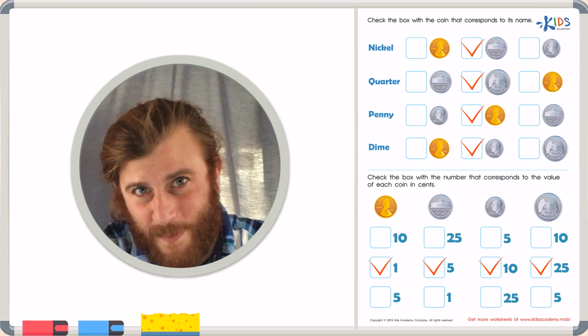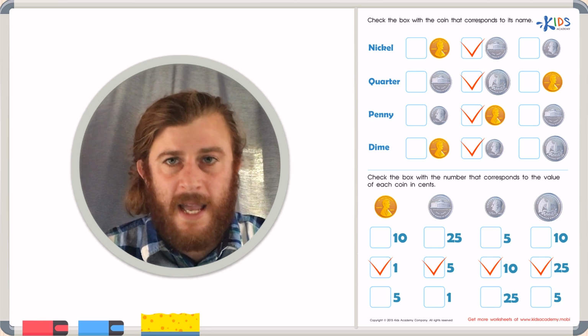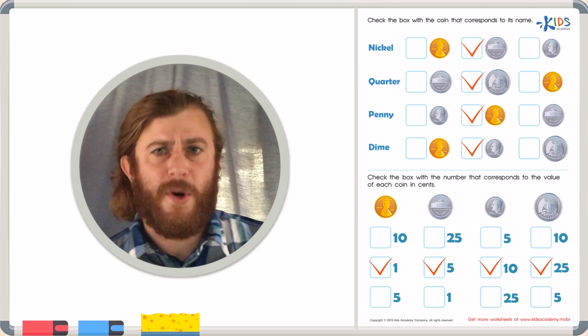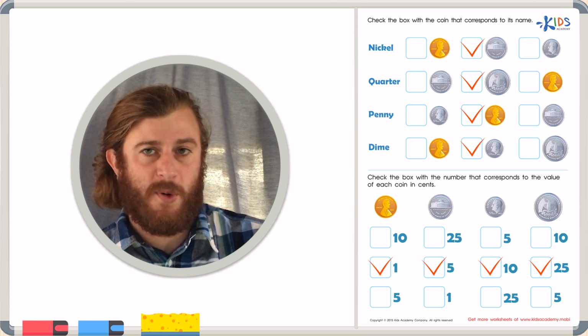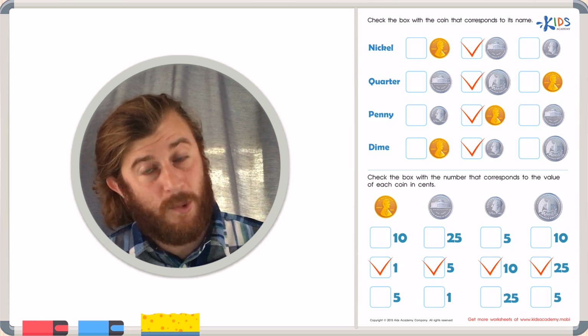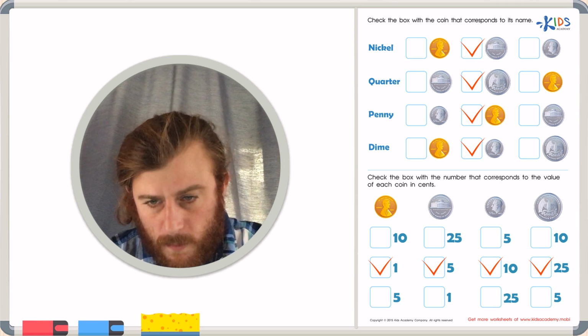It's called a quarter because it's a quarter, or 1/4, of a dollar. If you had 4 quarters, you would have $1. Because if you did 25 plus 25 plus 25 plus 25, that equals 100. We all know 100 cents equals $1.